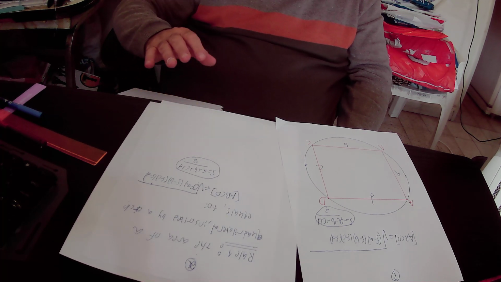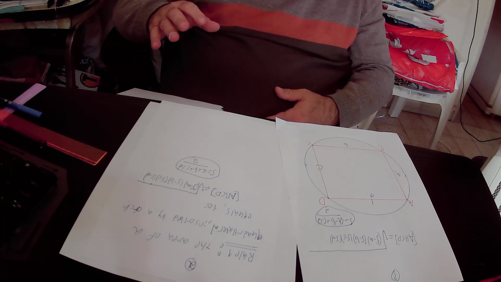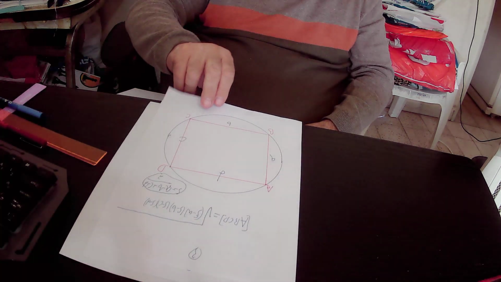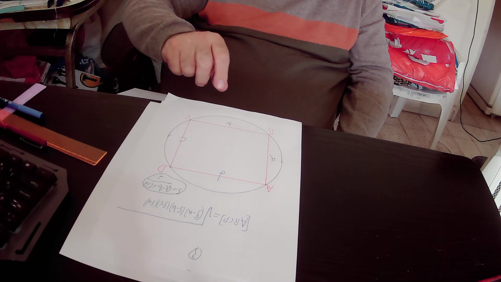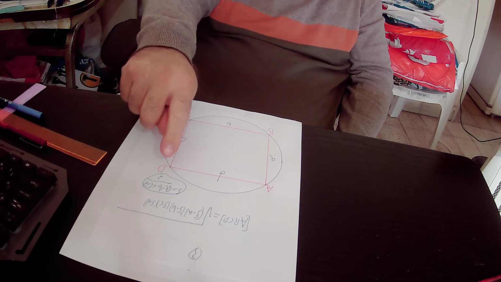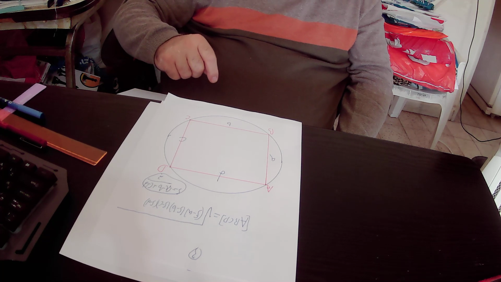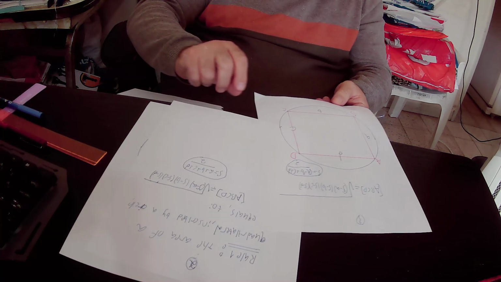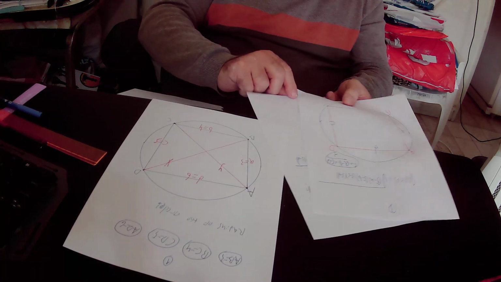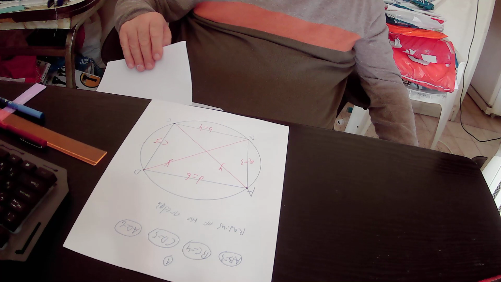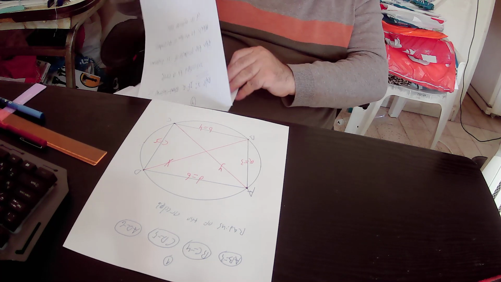and S equals A plus B plus C plus D. So whenever you have a quadrilateral that is inscribed by a circle like in this drawing, then you can find the area of this quadrilateral by using this equation. Okay, that is rule number 1. And we also have rule number 2.